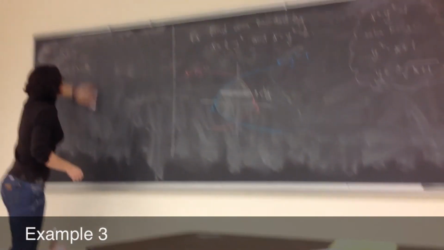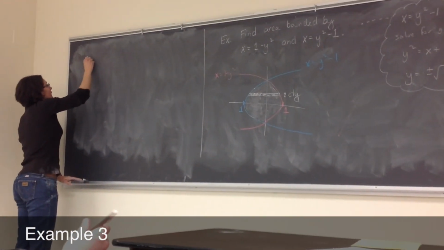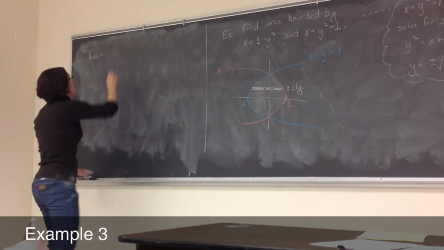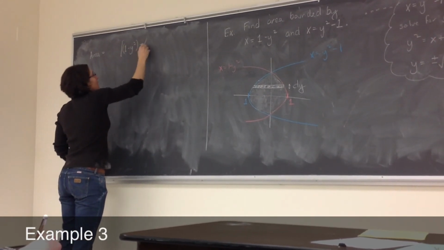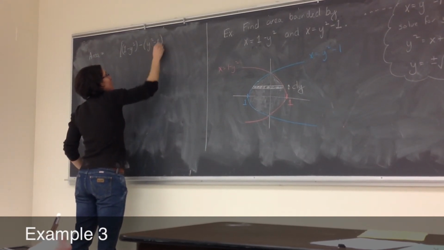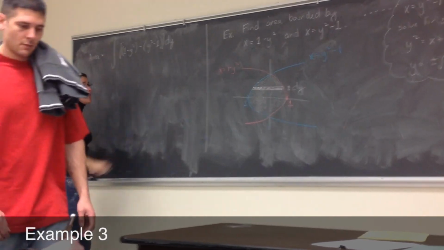Okay, so now we want to set up our integral. Our area will be our height, which is 1 minus y squared minus y squared minus 1, times the width, which is dy, and we want to add up all of those rectangles.